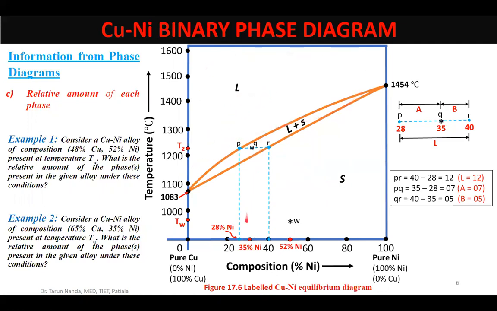But now, second case, if your material system is, say, a 35% nickel system at temperature Tz, it happens to fall at point Q, and Q is in a two-phase region.